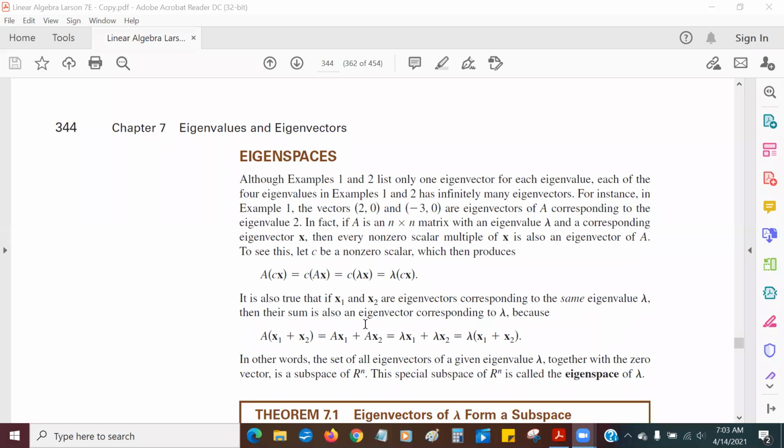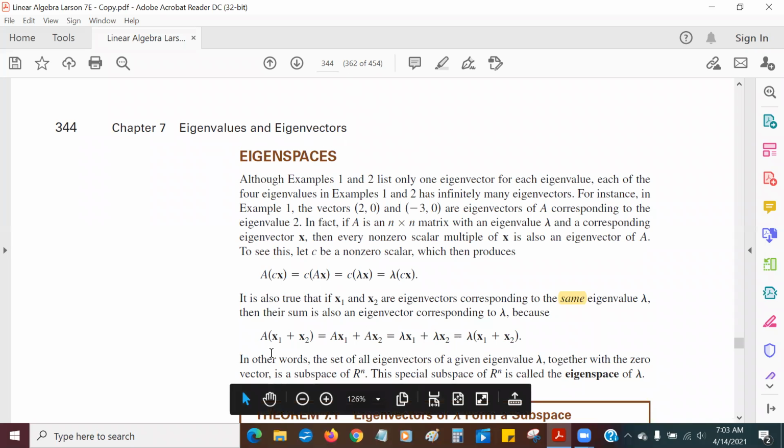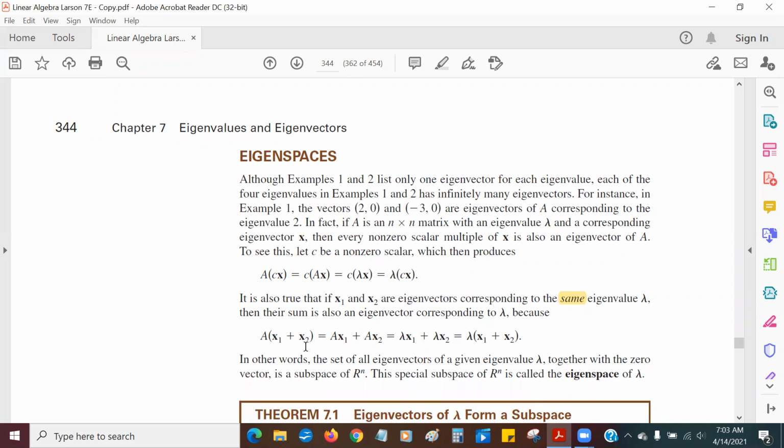Now again, if x1 and x2 are two eigenvectors corresponding to the same eigenvalue, the word same here is very crucially important. I'm going to highlight that. I'm not saying that x1 and x2 are scalar multiples of each other. They might be, they might not be. It doesn't matter. All that matters is that they're eigenvectors for the same eigenvalue lambda. And why is that important? Well, watch and learn. My goal is to show that the sum x1 plus x2, which is a new vector, is also an eigenvector.